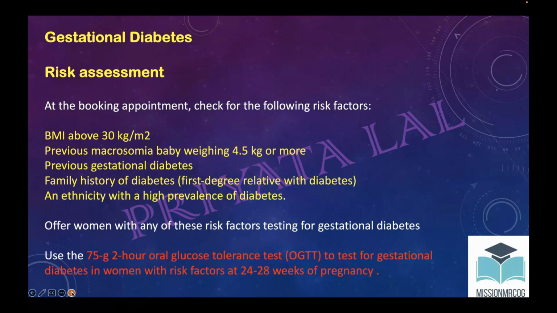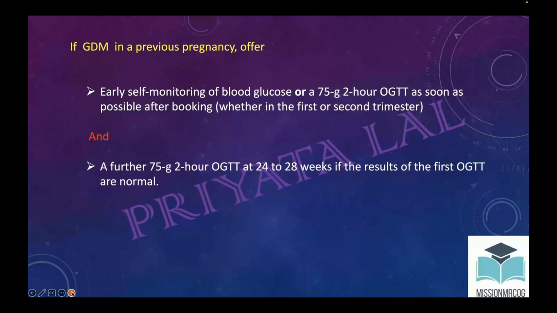Now if the patient comes to you having had GDM in a previous pregnancy, and this is her second pregnancy, what is to be done? She can self monitor her blood glucose, or an OGTT can be done as soon as possible after the booking visit. So this will be one test. Apart from this, the second test that we do for all women with risk factors, the 75 gram 2-hour OGTT, will also be done at 24 to 28 weeks of pregnancy. If the first OGTT result has any issue, then you will start treating this patient. But if the first test comes normal, then you will rearrange the OGTT at 24 to 28 weeks of pregnancy. You will find this is also very important, because you will find many questions from here.